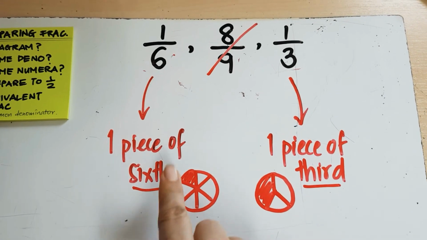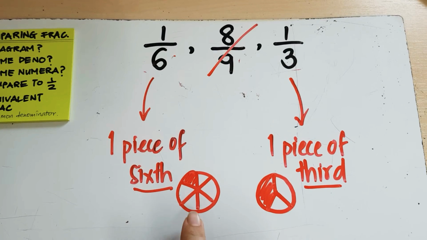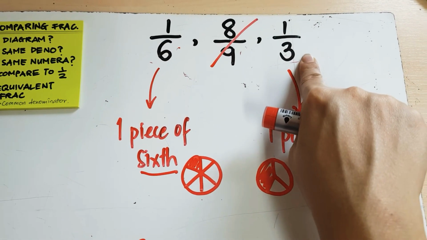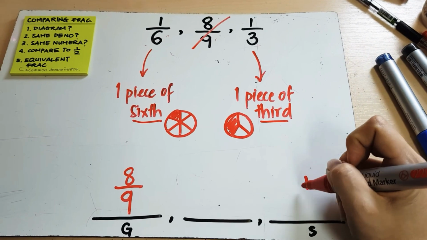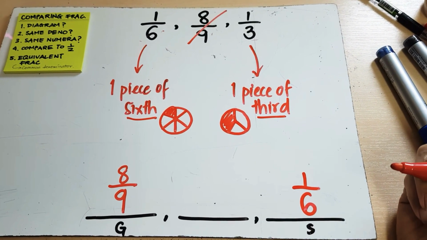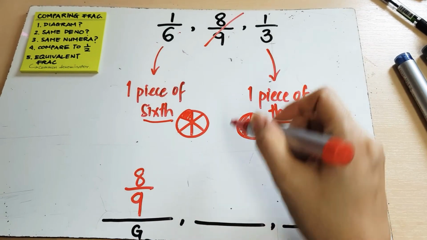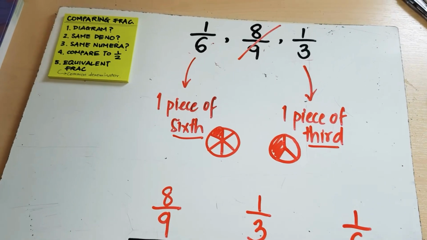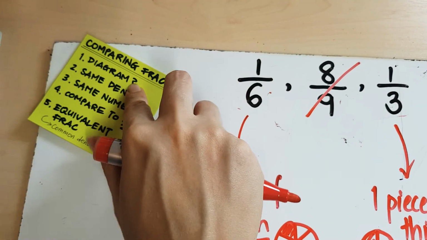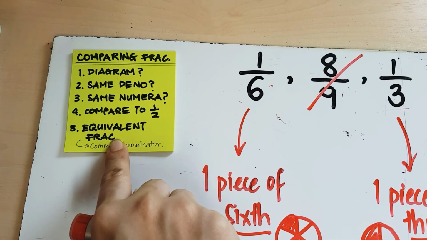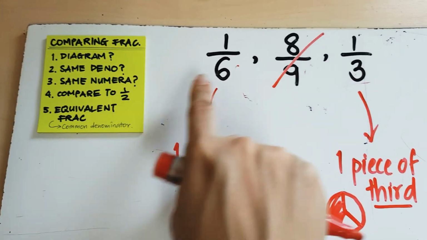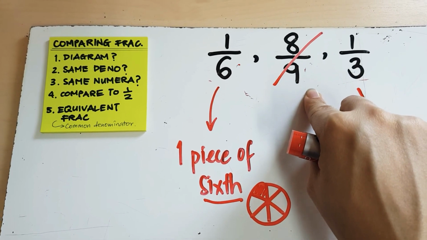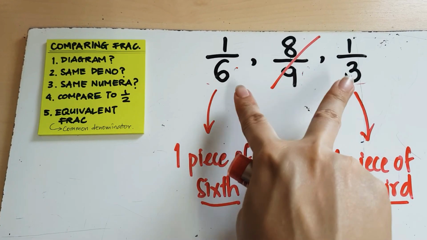Why? Because when I cut the whole into more parts, each part is smaller. So I know that 1/6 is smaller than 1/3. So I know that 1/6 is therefore the smallest, and by elimination 1/3 would be the one in the middle. So in this case, I did not have to go all the way to using equivalent fractions because comparing to half helped me to eliminate one of these because I knew that this was the greatest, and then after that I used same numerator to compare these two.